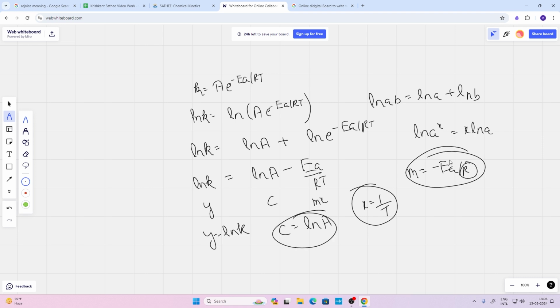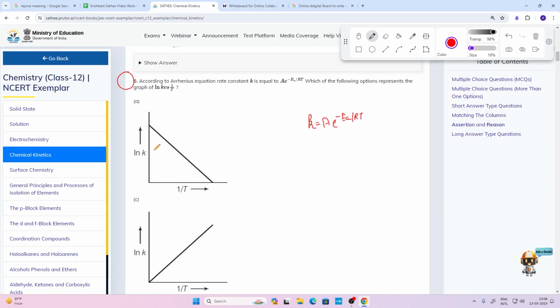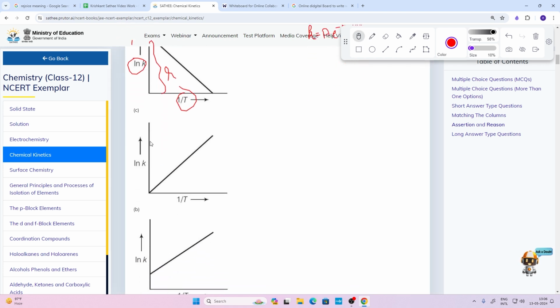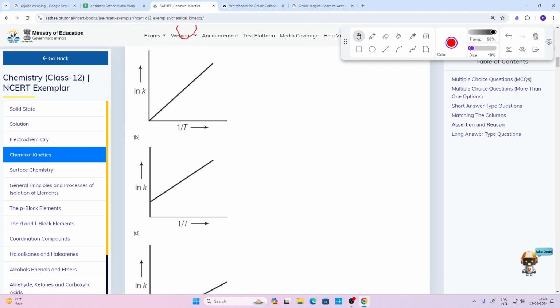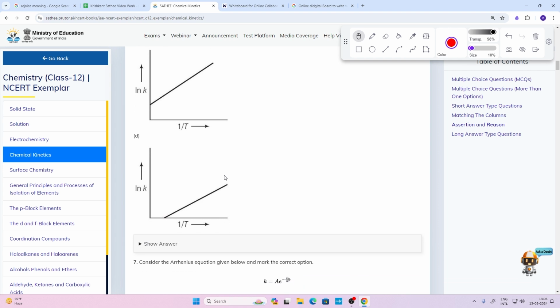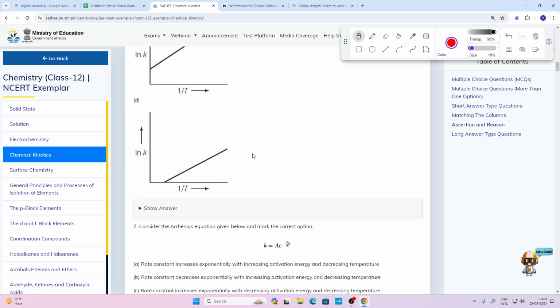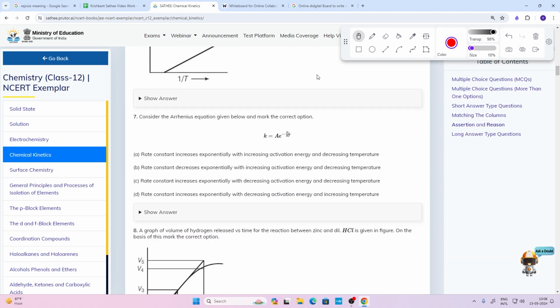Now R is positive and activation energy is always positive. Hence, the slope is overall negative. So we'll get a slope with an intercept ln A. Like this: ln K versus 1 by T, negative slope, intercept ln A. So this will be your answer, right? Slope is positive, it cannot be the answer. Slope is again positive, wrong. Slope is again positive. So all of these are absolutely wrong.